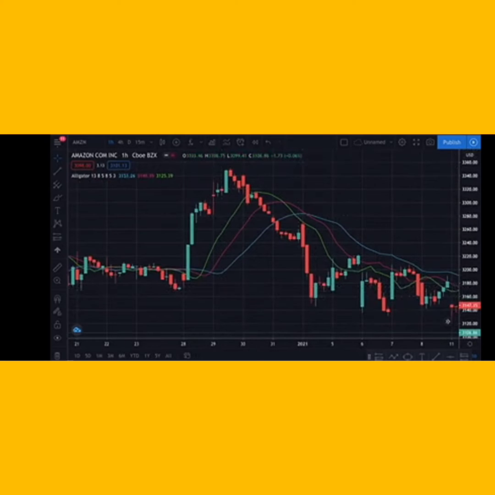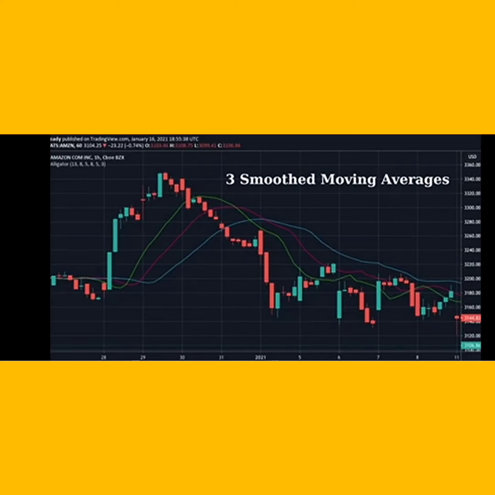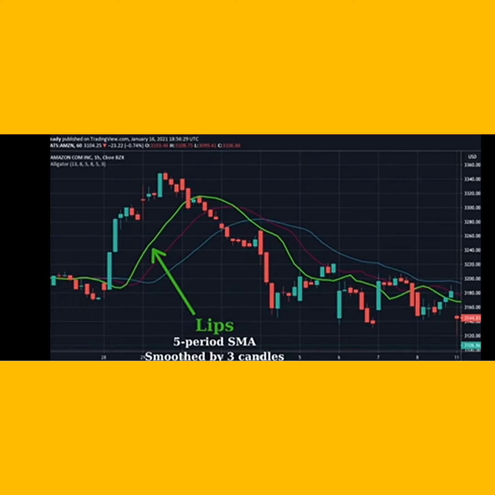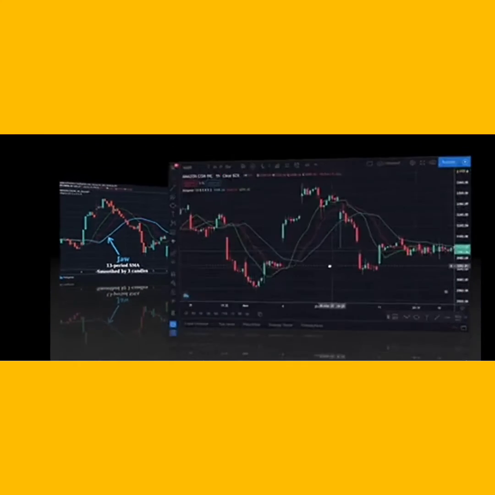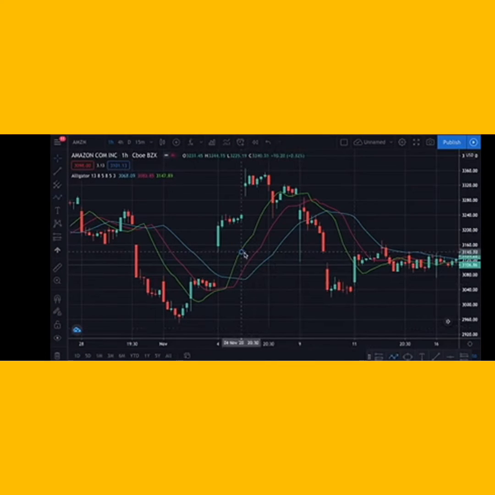As you can see, Williams Alligator has 3 colorful lines. These lines are smoothed moving averages. Each of the lines has its own name. The green line is called the lips, and it is the 5-period simple moving average smoothed by 3 bars. The second pink line is called the teeth, which is the 8-period SMA smoothed by 5 bars on a subsequent value. And last, we have the blue line, which is called the jaw, and it is the 13-period moving average smoothed by 8 bars.